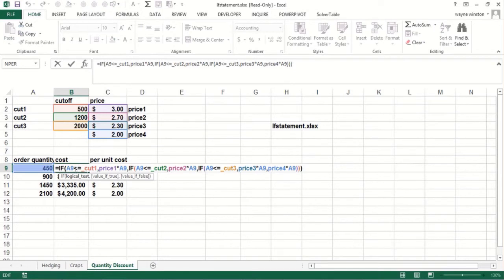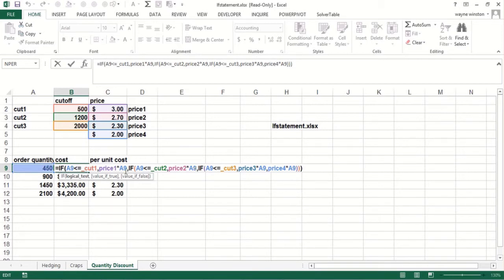If the order quantity is not less than or equal to the first cutoff, you check whether it is less than or equal to the second cutoff, then you pay the second price times the order quantity. If that's not true, you figure out if the order quantity is less than or equal to the third cutoff, then you pay the third price times the order quantity. If none of those are true, you pay the fourth price times the order quantity, and you have one right parenthesis to close out each if statement.